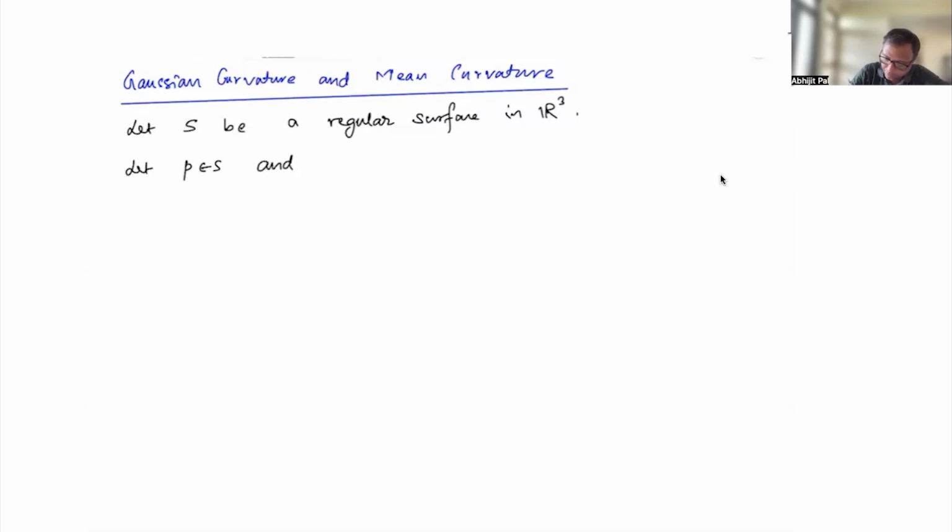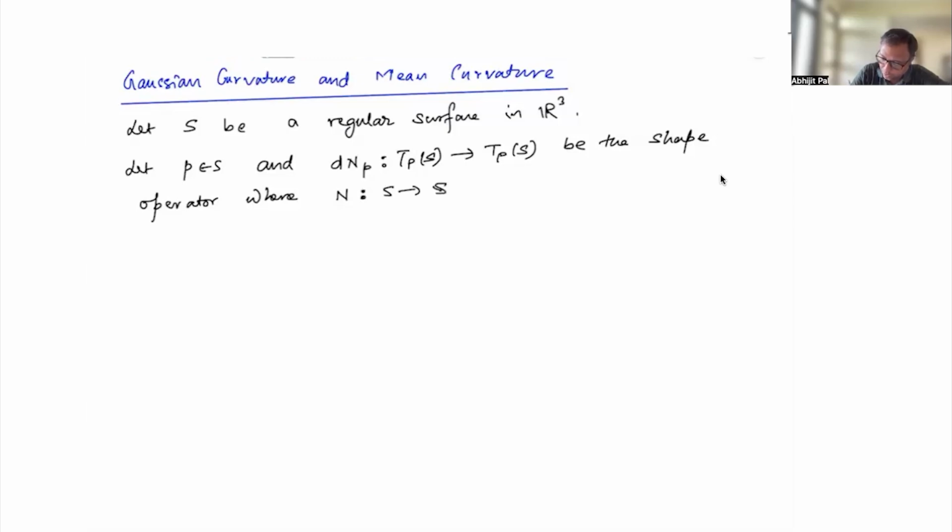And let dN_P, from the tangent space of S at the point P to the tangent space of S at the point P, be the shape operator, where this N, it is a map from this S to S2, is the Gauss map.